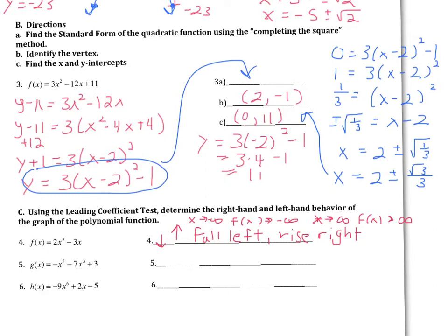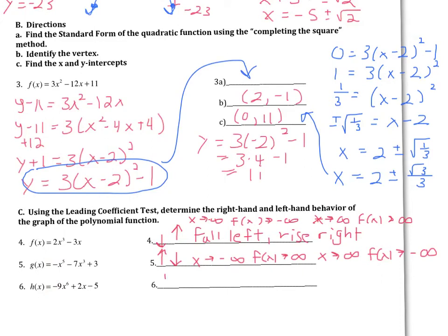For number 5, we have an odd degree, but it's negative, so we'll have the opposite end behavior where it starts up and ends down. So we could either write down that it rises left and falls right, or we can use our symbols. So as x approaches negative infinity, f of x approaches positive infinity, and as x approaches positive infinity, f of x approaches negative infinity. For our last one, we have an even degree with a negative leading coefficient.